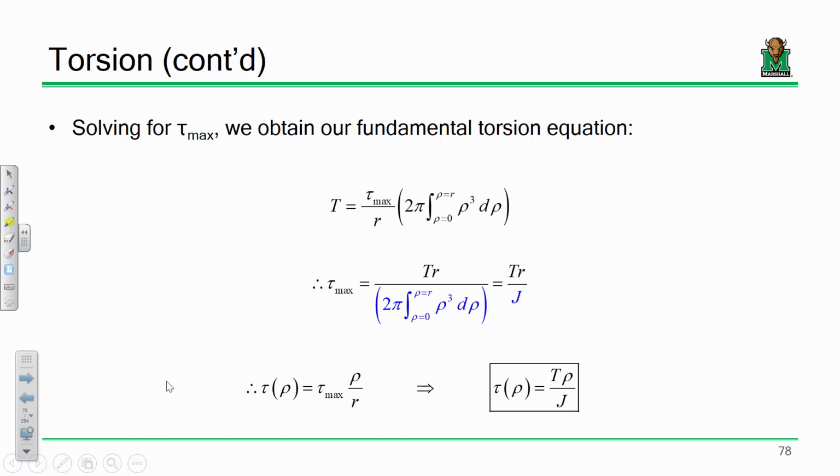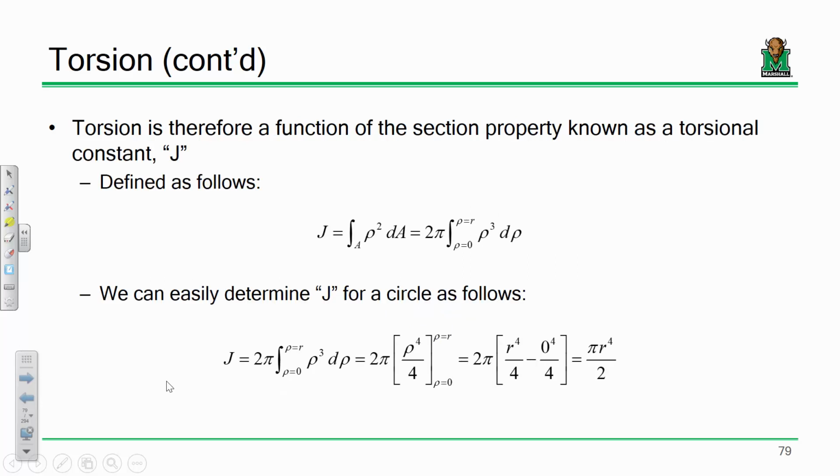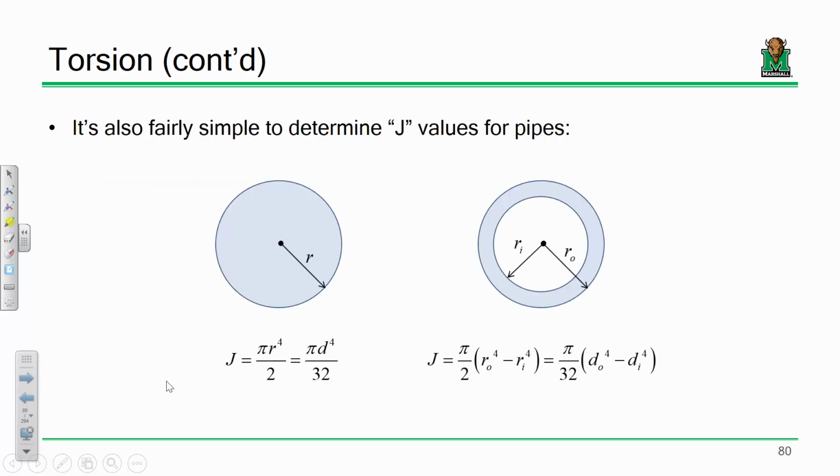Now, I want you to relax. You aren't going to have to do much integration for that because a lot of it's already solved. If you have a solid shaft or a pipe, you can calculate J pretty easily. It's really plug and chug.